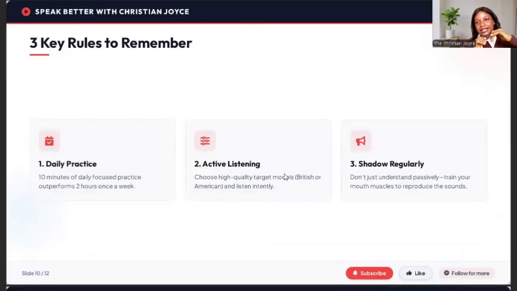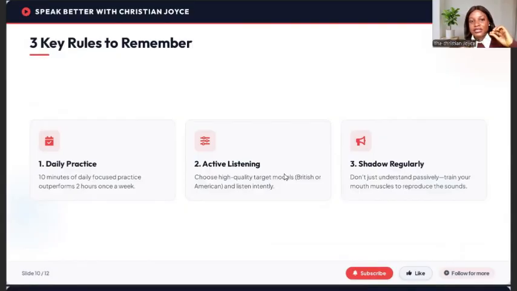And then lastly, I'll be sharing 3 key rules to remember when you're shadowing. First, daily practice. 10 minutes daily outperforms 2 hours once a week. 5 minutes daily. In fact, most of the shadowing clips out there are as short as a minute. So maybe you spend 5 minutes of daily practice. You'll see more improvement than just 2 hours once a week.